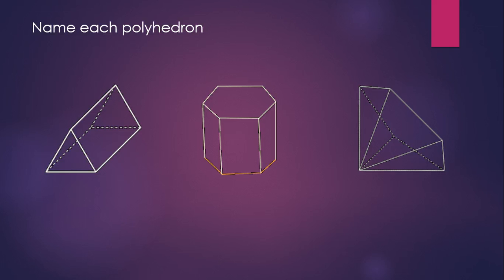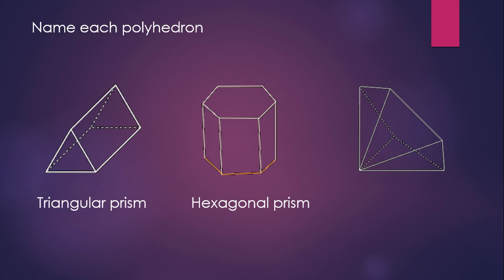Name each polyhedron. The two on the left are both prisms. That's because they have two parallel polygonal bases that are connected by rectangles. The one on the left is a triangular prism, and the one in the center is hexagonal.